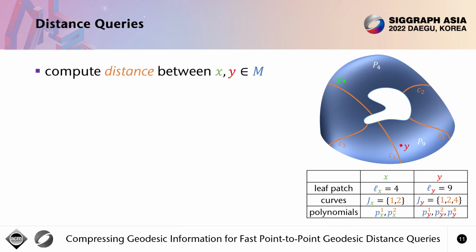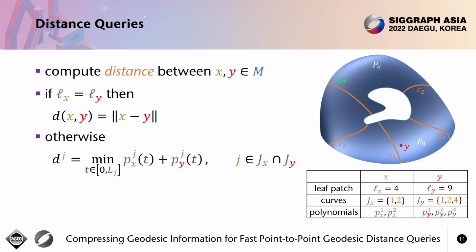To compute now the distance between X and Y, we first check the leaf patch indices. If they are the same, then we know X and Y are in the same leaf patch and are not separated by any separator curve, so the best we can do is to approximate the geodesic distance between them by their Euclidean distance. Since the leaf patches are usually very small and almost flat, this is a rather good approximation. Otherwise, we resort to our optimization method.